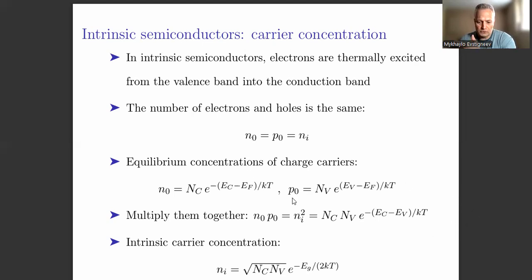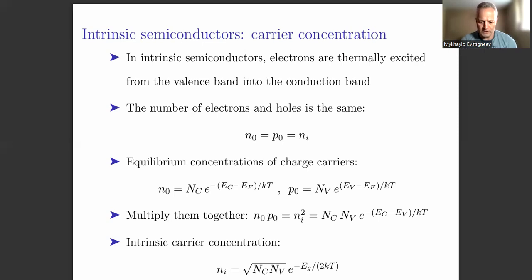So taking the square root of this expression for intrinsic concentration squared, we get the intrinsic concentration as the geometric average of the effective densities of states in the two bands, N_C and N_V square rooted, times exponential to the power negative band gap energy divided by twice the thermal energy, 2kT. I would like to make two comments about this formula.